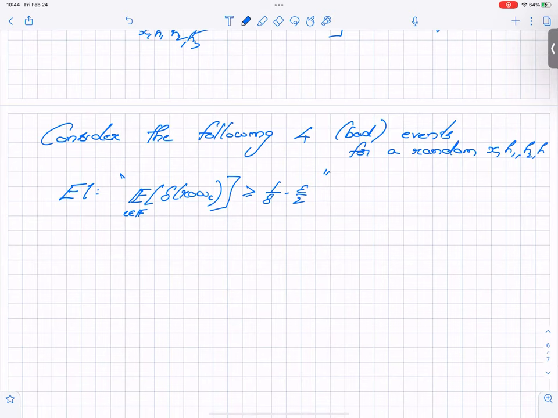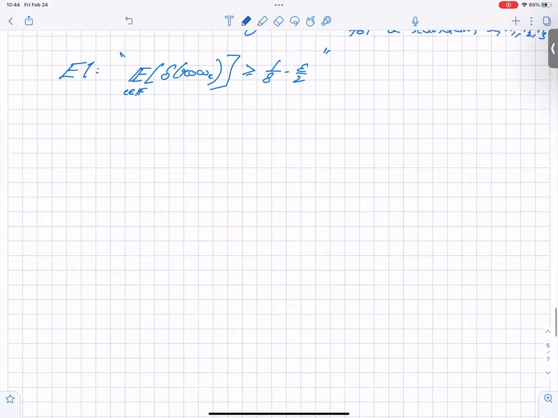And then the randomness is coming from the choice of the surface. I'm asking, if I pick delta rho over a random surface, this expectation is smaller than 1/8 minus epsilon. I'm asking what's the probability it goes larger than 1/8 minus epsilon by 2. You expect this to be a low probability event.